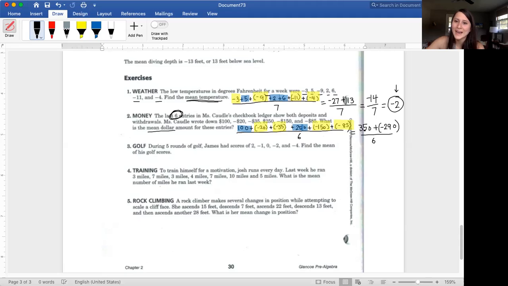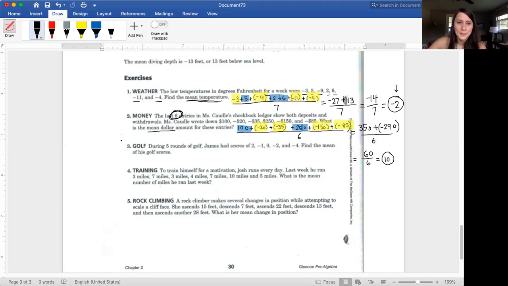So now when I'm adding two numbers of opposite signs, I have to subtract and keep the sign of the bigger number. So we're applying the rules of addition when it comes to adding negatives. So when I add this up, my bigger number is 350, so I should subtract, and when I subtract it, it's 60. I'm going to keep the sign of my bigger number, so it's positive 60 divided by 6, and the answer is 10. So the mean dollar amount in her account would be $10.